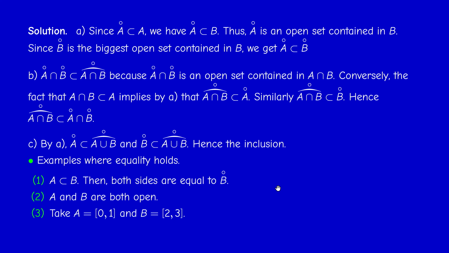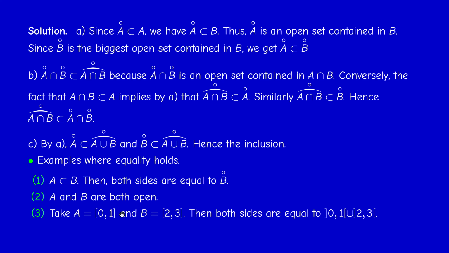A little bit less trivial, take two separated sets. So they are separated by some distance. So take A equals [0,1], and B equal [2,3]. You can take them closed or open, doesn't change anything actually. Then the interior of A is (0,1) open, the interior of B is (2,3) open. Therefore, A circle union B circle is (0,1) union (2,3). A union B is [0,1] union [2,3].